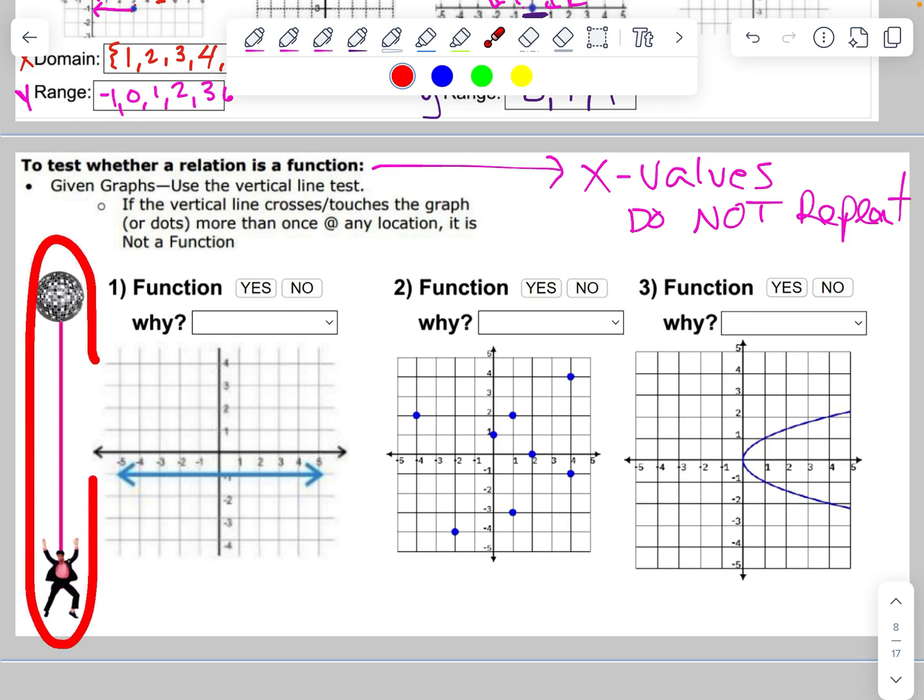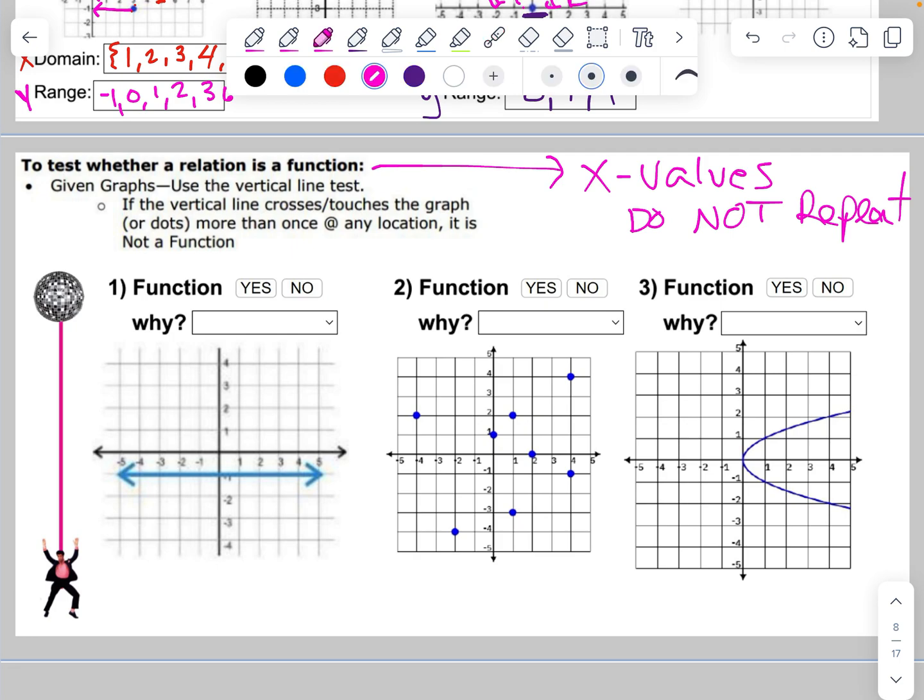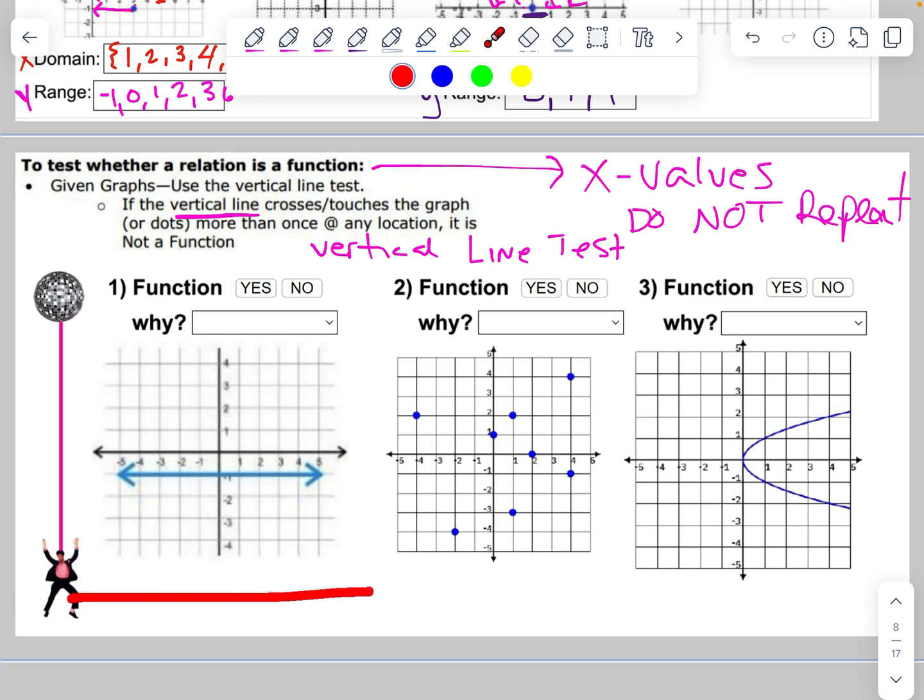Now, on your screen, this is movable, okay? But the idea is that we are basically going to be doing a vertical line test. Vertical, that's actually an answer on, I think, the exit ticket. Vertical line test. Okay, so you can take this John Travolta and move him across the dance floor.